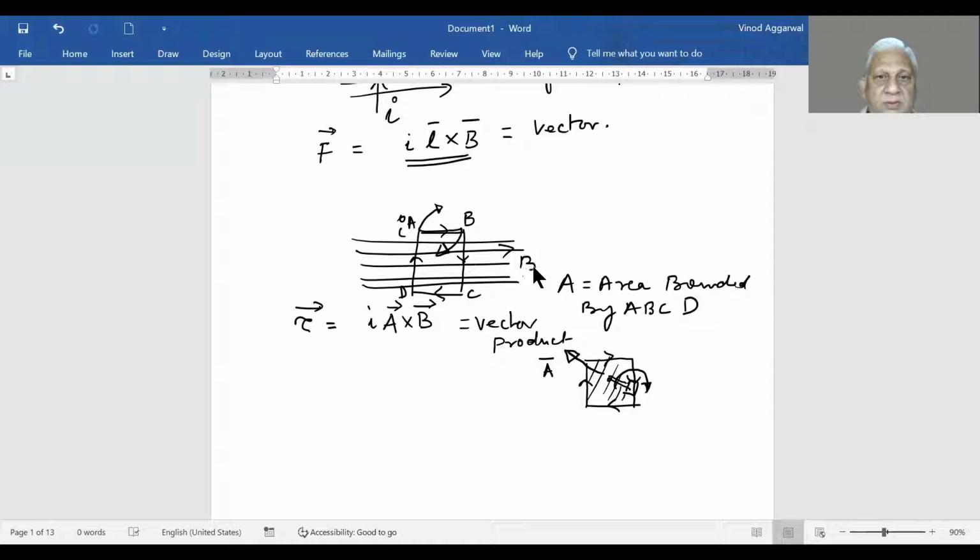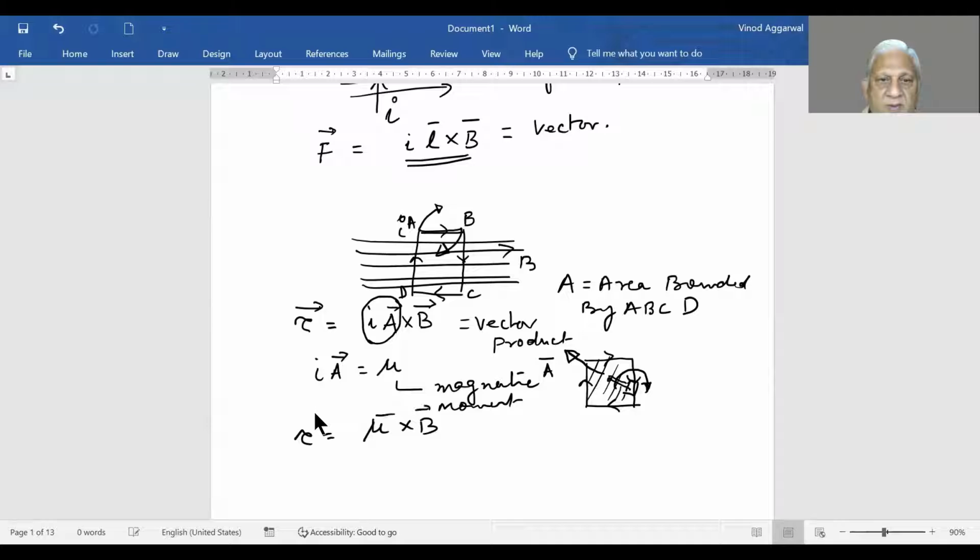B we know is magnetic field, it has its own vector. And since this is a cross product, it is a vector product. Sometimes we combine this and call it the magnetic moment. So our tau becomes mu cross B.